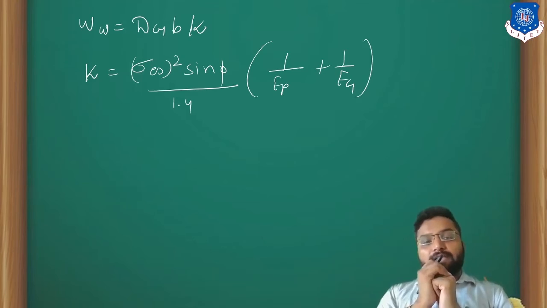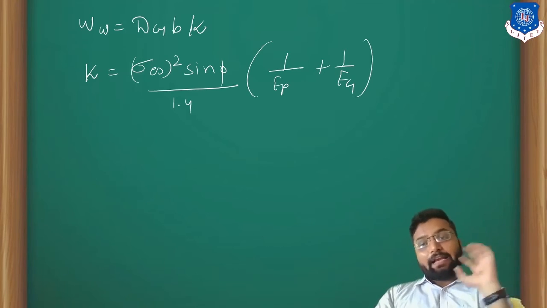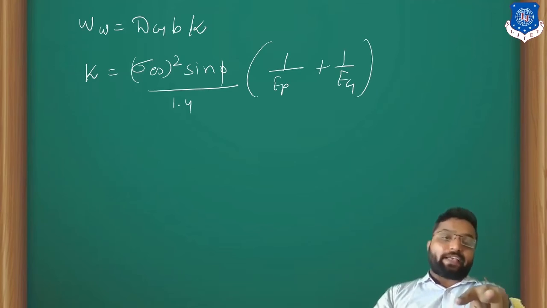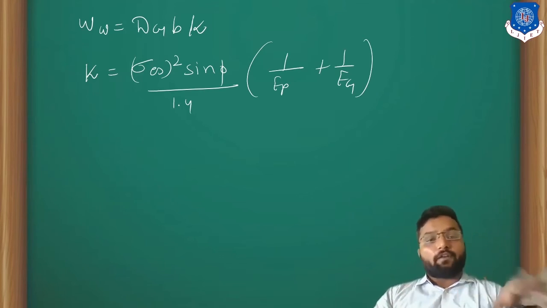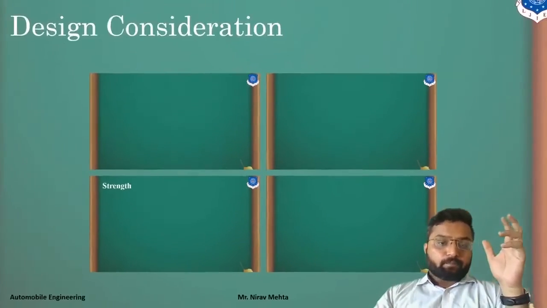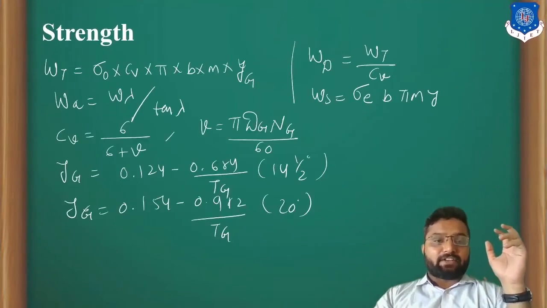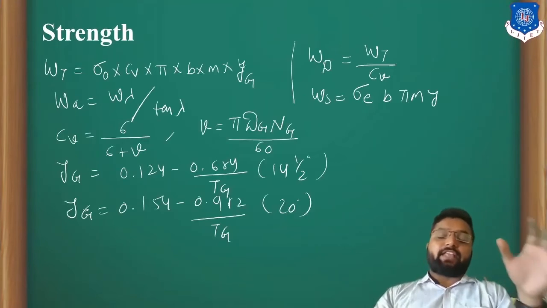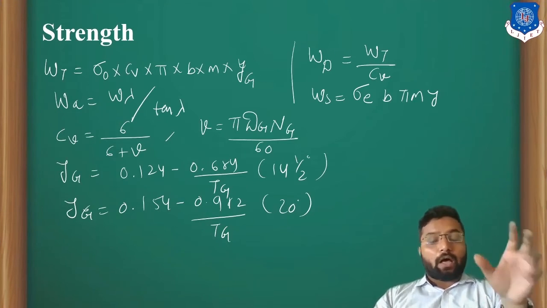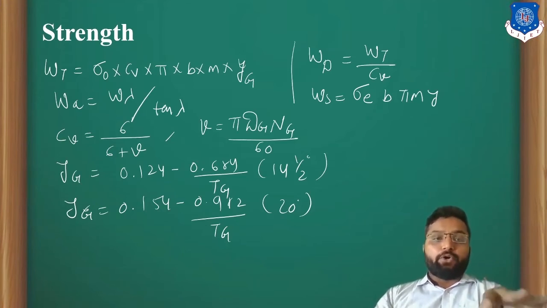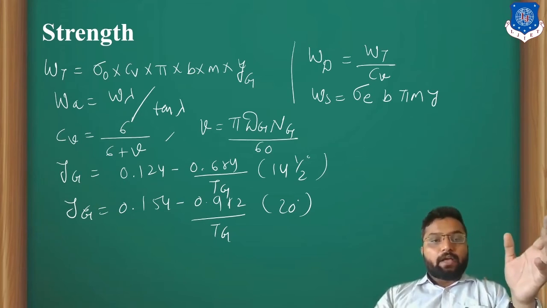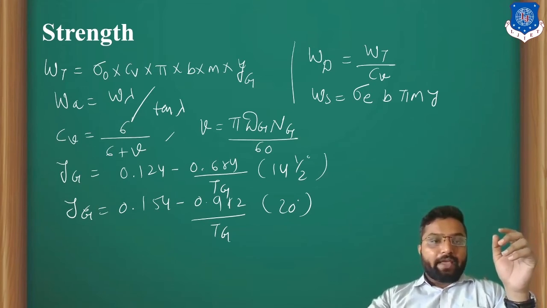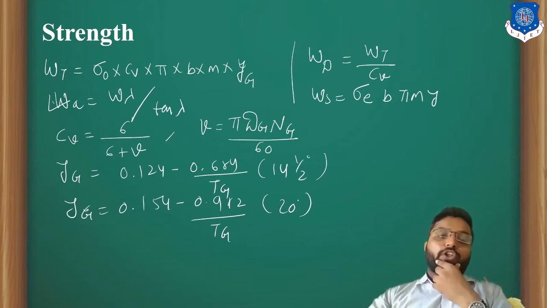So I hope you understand all the aspects of this strength and efficiency very well. These two aspects will be implemented in our design of the worm and worm wheel. I hope you understand it very well. Let's recap the strength once again. Strength is nothing but our thrust strength against thrust load, which is Wt, which is sigma 0 Cv into pi into B into Y into Yg. And from that we have to find this Wa, which is the axial load acting on your worm.